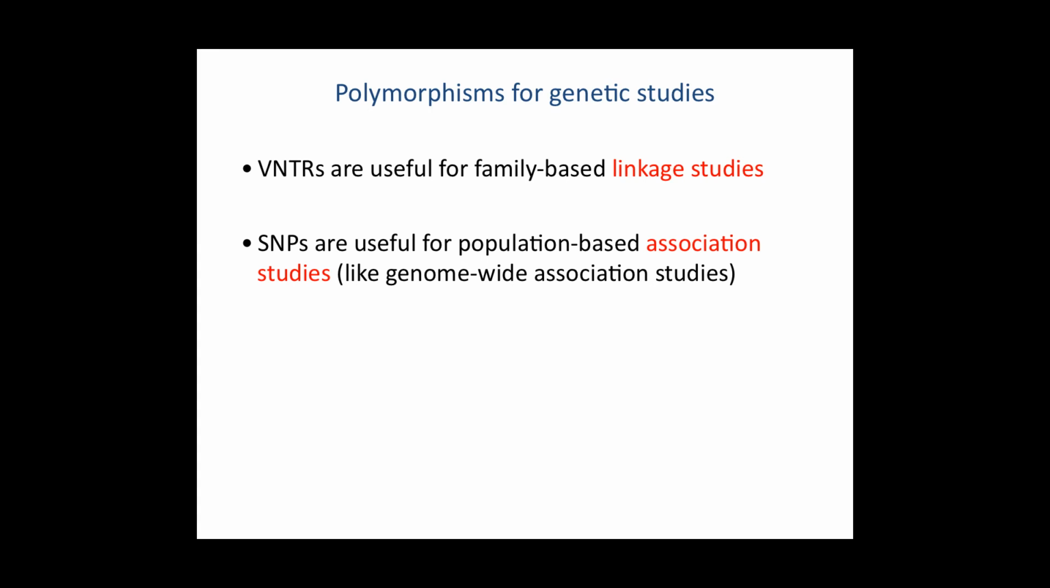As we'll see in later modules, VNTRs are particularly useful for family-based linkage studies, whereas SNPs are particularly useful for population-based association studies, most notably the genome-wide association study.